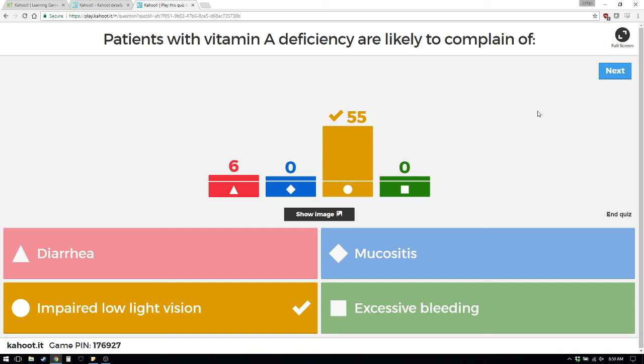Fantastic. When would you see excessive bleeding? Yeah, vitamin K, absolutely. And then mucositis is a common one, especially with a lot of the other trace elements and things like that. So it's not as specific as you might see with some of the other things. Okay, so moving on.